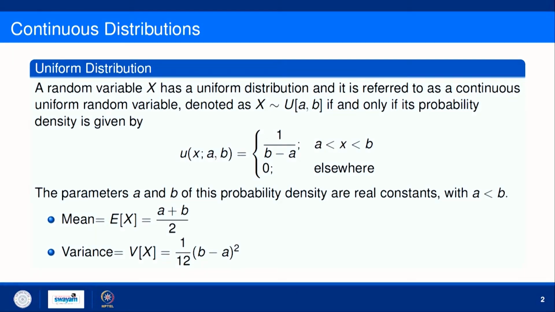So how can you find its mean or variance? The mean of this distribution is given by a plus b by 2 and the variance is given by 1 upon 12 times b minus a whole square. So how can we obtain this? Let us see. First of all, how can we define the uniform distribution? As we have seen, we can write the full notation U(x; a, b), which is equal to 1 upon b minus a when x is between a to b and 0 otherwise.